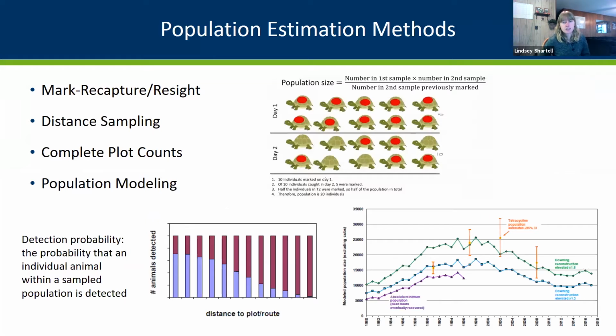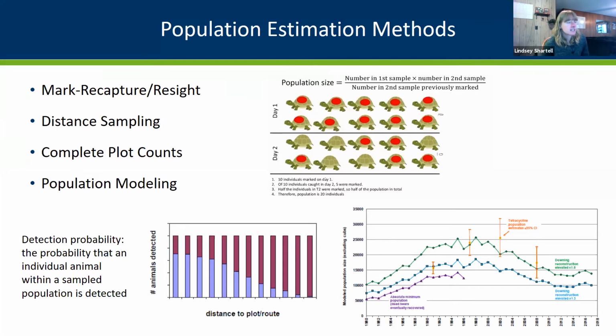Some of the methods for sampling populations include mark and recapture. In this case, the population size can be calculated by multiplying the number of individuals in the first sample, like this sample of 10 turtles, multiplying that by the number of individuals in the second sample, and then dividing by the number of individuals in the second sample that were recaptured. This is a pretty common method used to estimate population size.